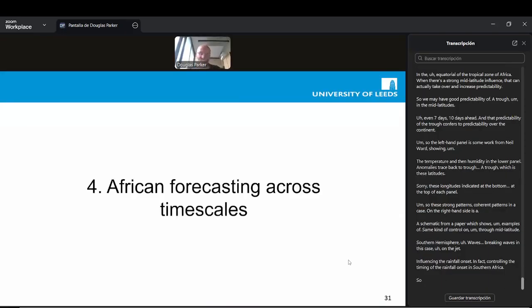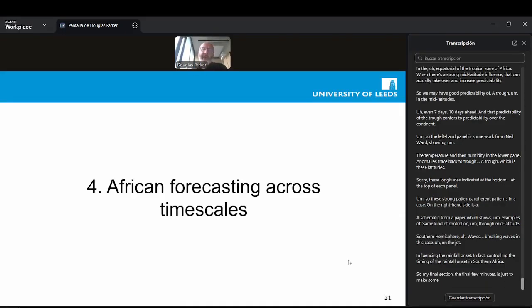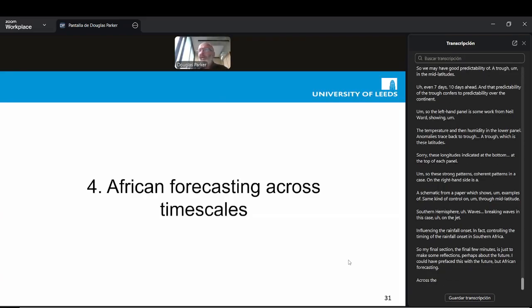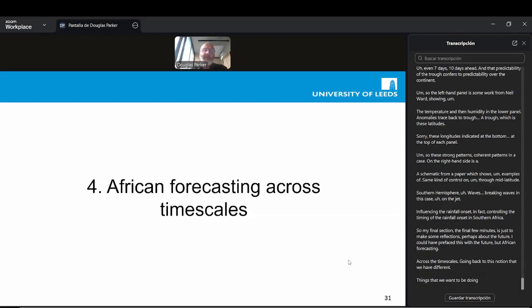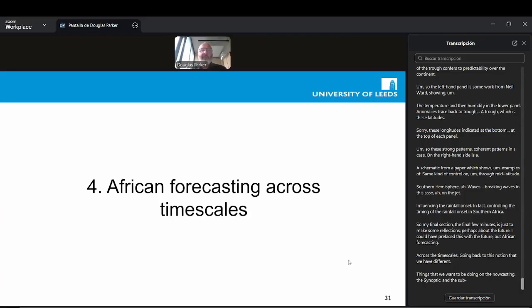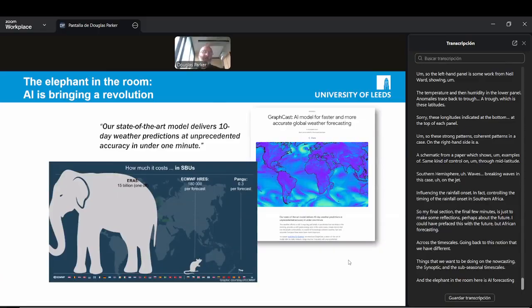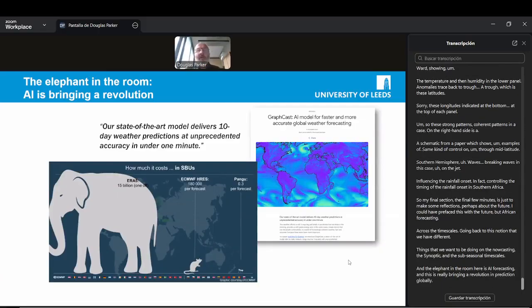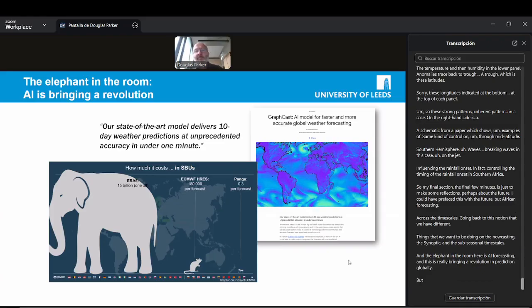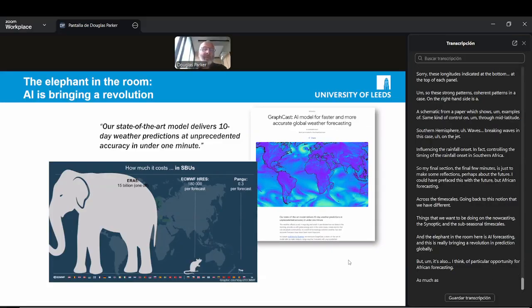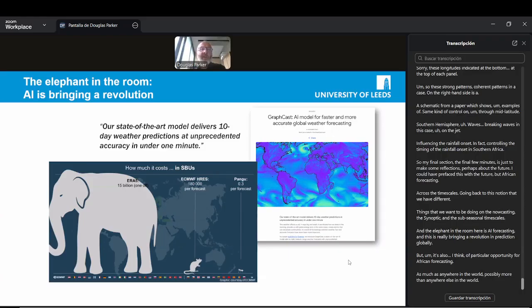So my final section, the final few minutes, is just to make some reflections, perhaps about the future. I could have prefaced this with the future of African forecasting across the timescales, going back to this notion that we have different things we want to be doing on the nowcasting, the synoptic, and the subseasonal timescales. And the elephant in the room here is AI forecasting, and this is really bringing a revolution in prediction globally. But it's also, I think, of particular opportunity for African forecasting, as much as anywhere in the world, possibly more than anywhere else in the world.